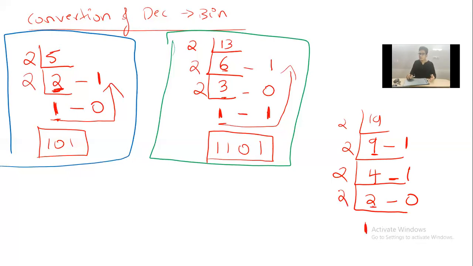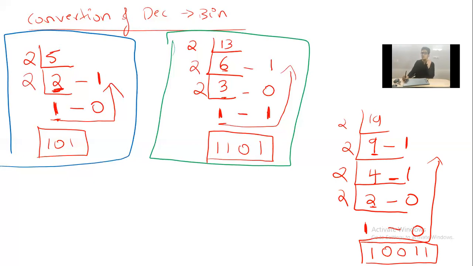2 ones are 2. What's the remainder? 0 is the remainder. So you have to go in the reverse direction. So the binary value is 1 0 0 1 1. Okay. So I hope you have understood how you convert a decimal value to a binary value. I hope you have taken this screenshot.